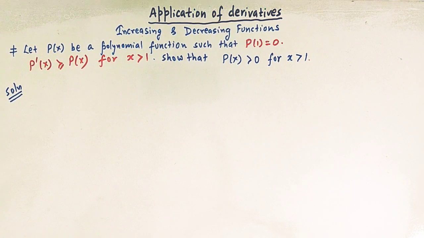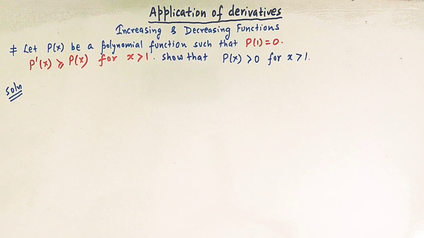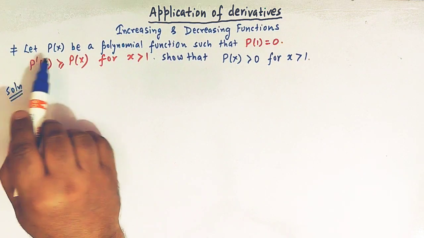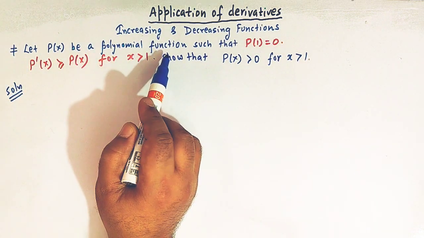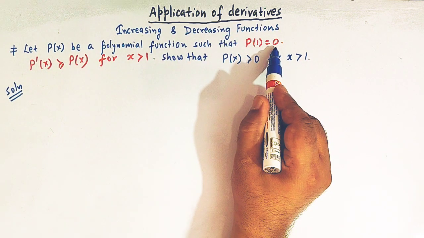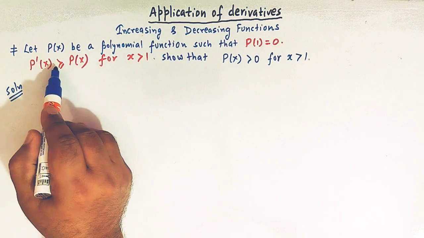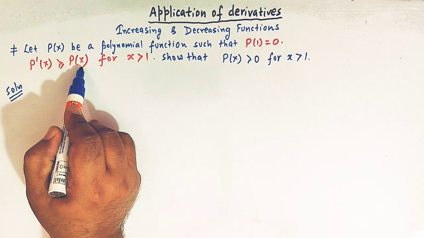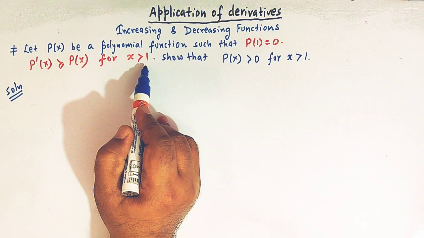Hello viewers, in today's class we are going to discuss one very important and interesting problem from application of derivatives, in which the concept of increasing and decreasing functions shall be used. So here we have to solve this problem which says: let p of x be a polynomial function, and we are given the condition that p of 1 is equal to 0 and p prime of x is greater than or equal to p of x for x greater than 1.